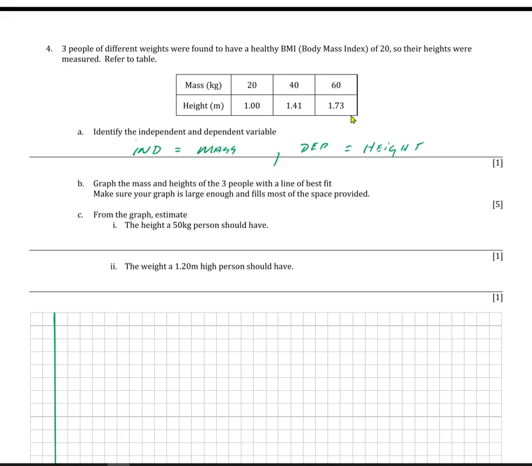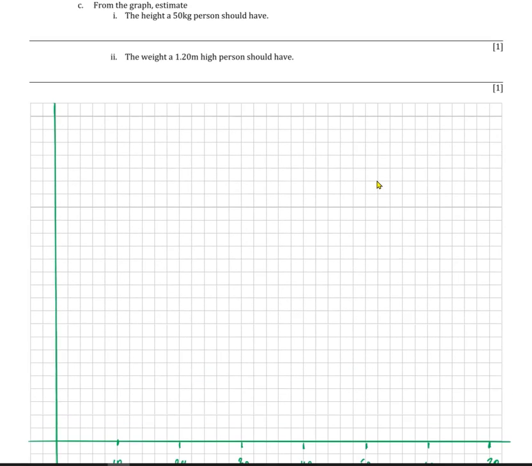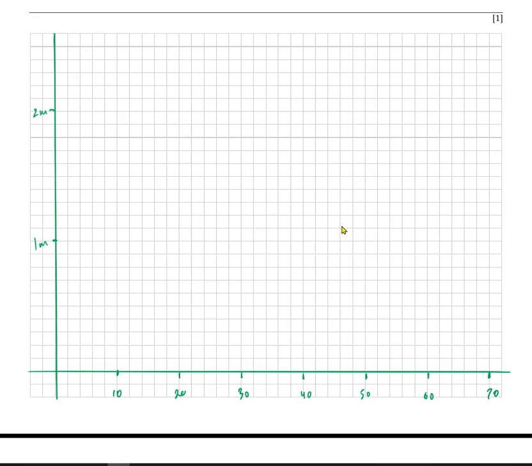Now the maximum height we've got here is 1.73 meters. So you can just say, okay, what's a height that's going to fall within that limit? So I'm just going to pick 2 meters. So all I'm going to do here is pick 10 squares, so that's going to be 1 meter. And another 10 squares, and that's 2 meters. So it actually works out quite nicely, and it fills up the space.